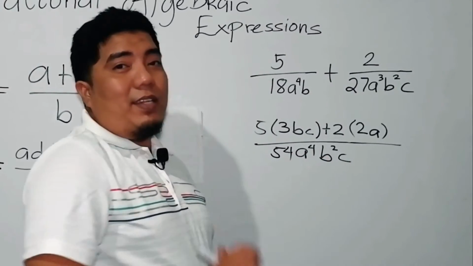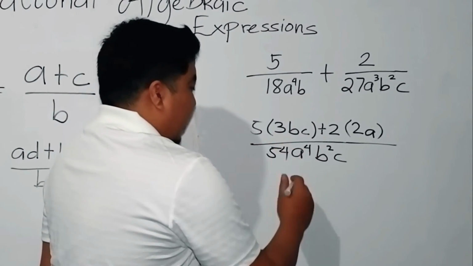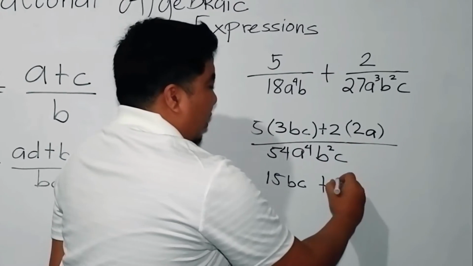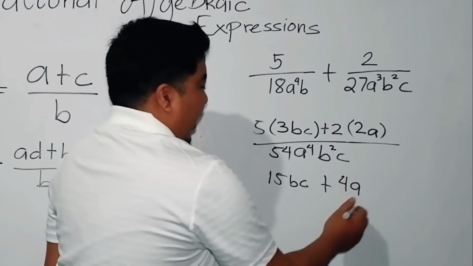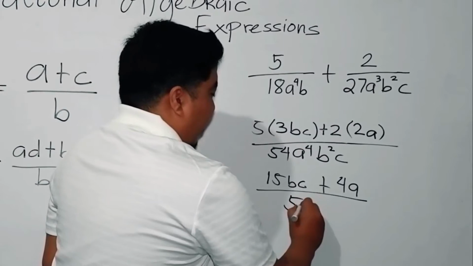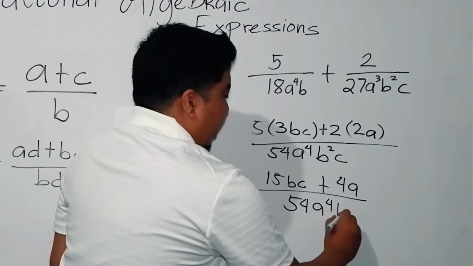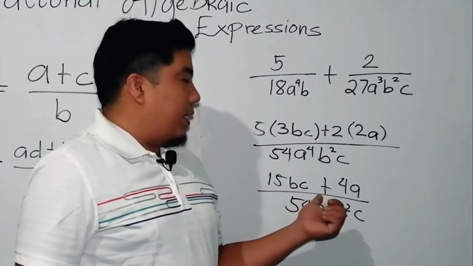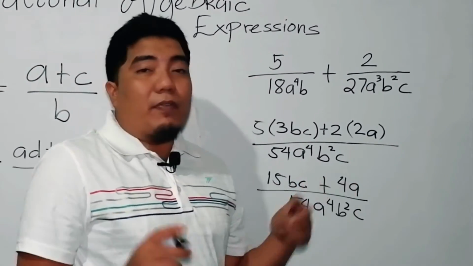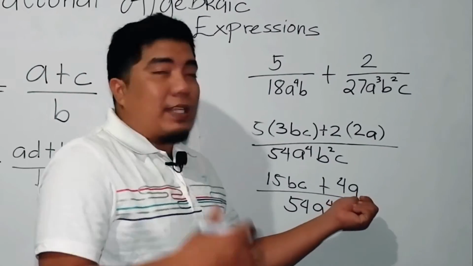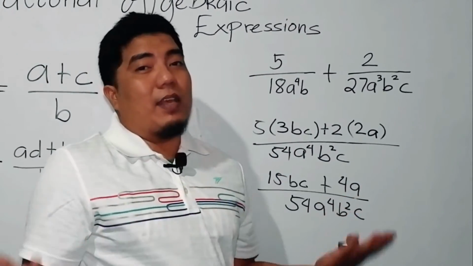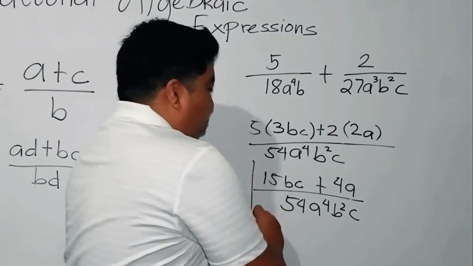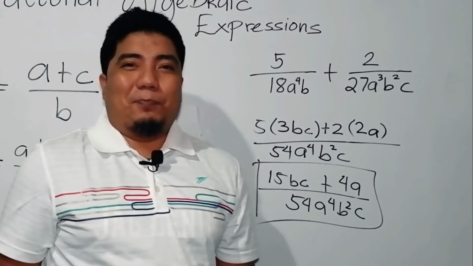Now, you just simplify this one, and this is 5 times 3, that is 15BC. We have 2 times 2, that is 4A, with the A there, over 54, A to the 4th, B squared C. Now, we cannot add 54BC to our 4A because they have different terms. This has an A, while this one doesn't have an A, except they have a BC. Therefore, this will be our final answer.